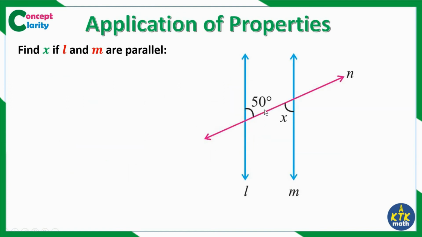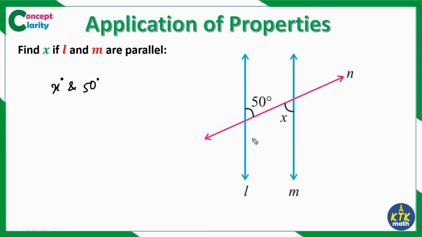Now we move on to one more question. Check this question now. This time this pink line is going to be the transversal, and L and M are parallel. Now, can you name the angle here? What are x and 50? Can you name the angle?